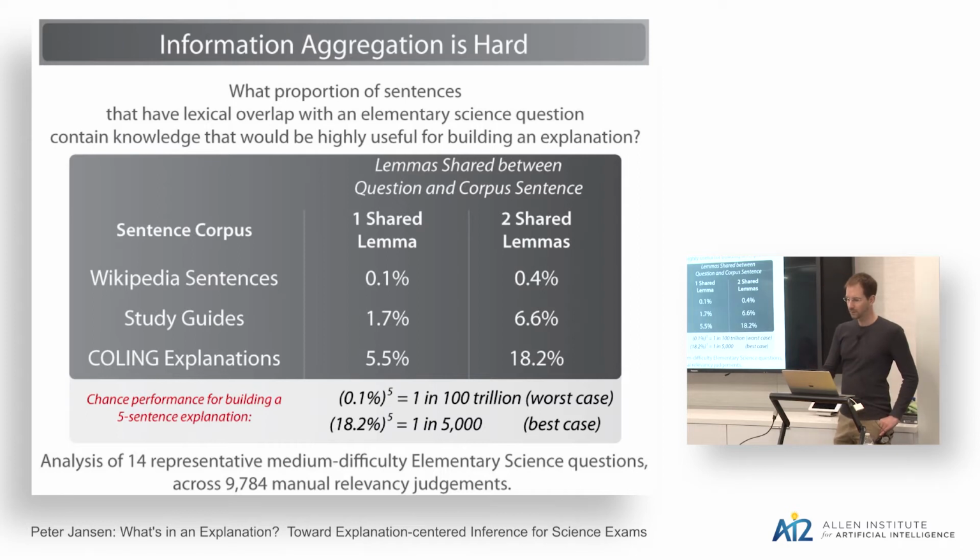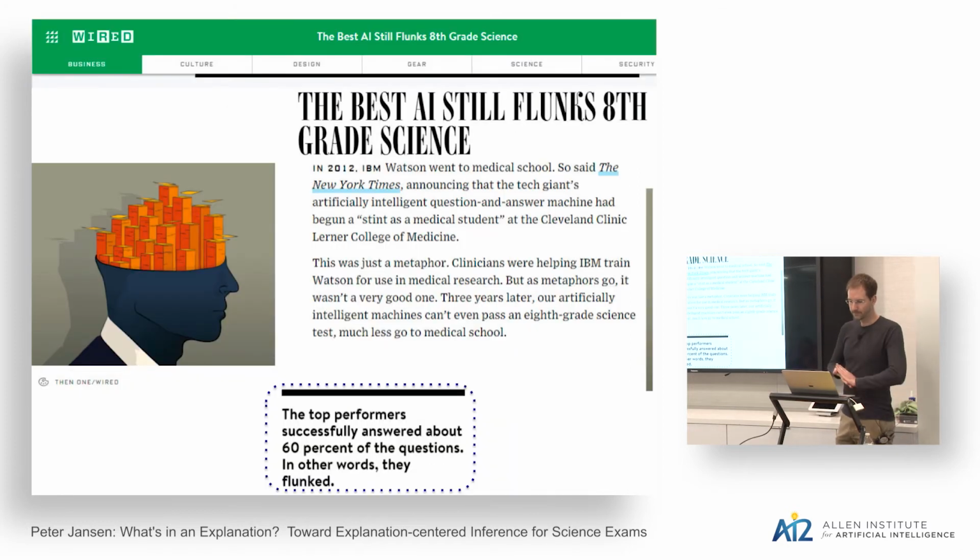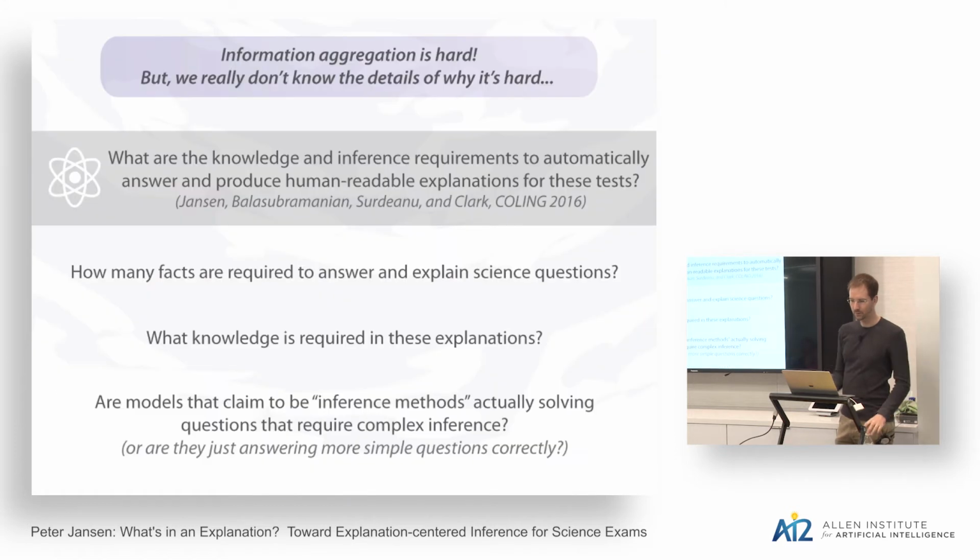And so we need to understand a bit more about this problem, which is, of course, probably not news to many of you here. Best AI still flunks 8th grade science. So information aggregation is hard, but let's empirically study a little bit more why it's hard. This study I'm going to go through a little bit quickly, but it provides a lot of motivation.